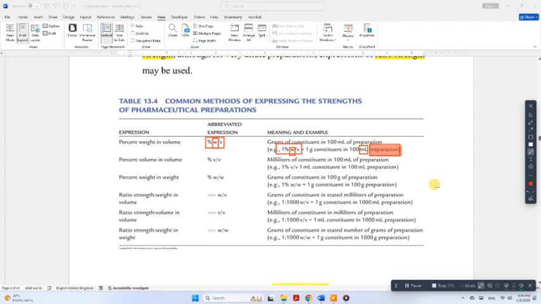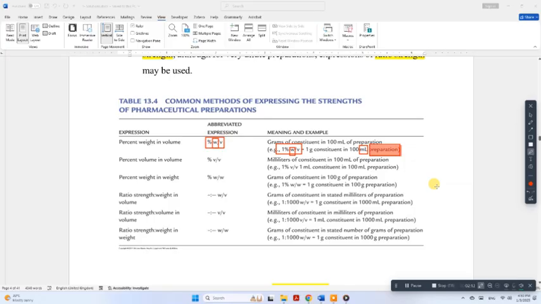Before I move to the second one, you need to know that sometimes I may not give you W/V. I just tell you 2%. For example, I tell you the concentration of sodium chloride in water or in a solution is 2%, and I know I'm talking about sodium chloride, which is a solid, and the solution is a liquid. I know this. That's why it will automatically be W/V, even though I'm not mentioning that.